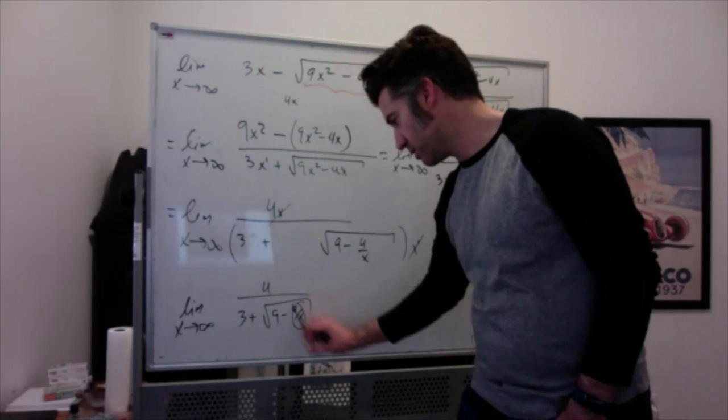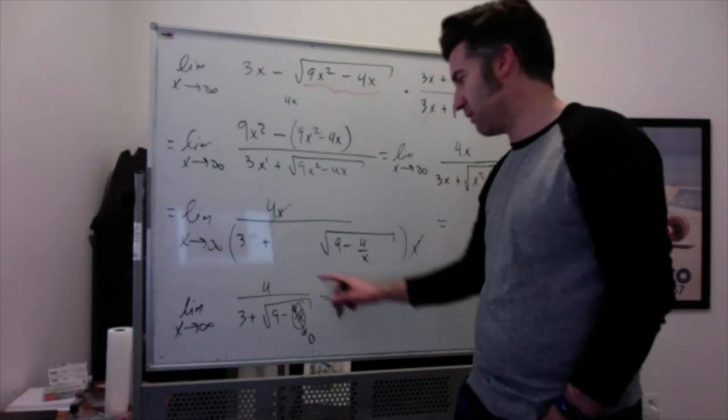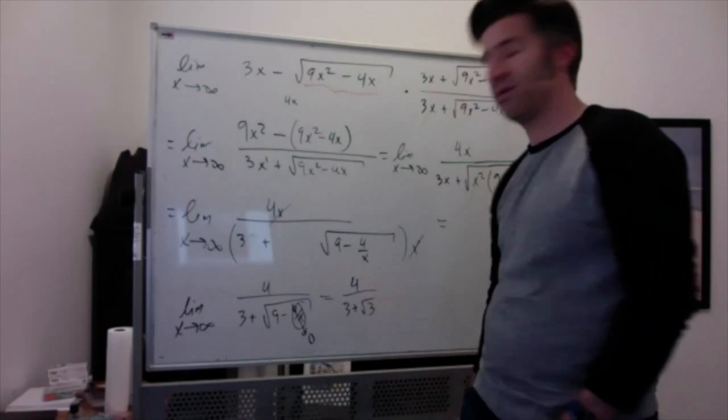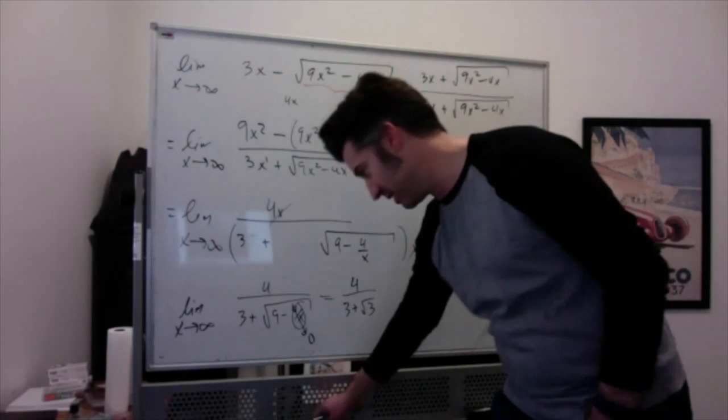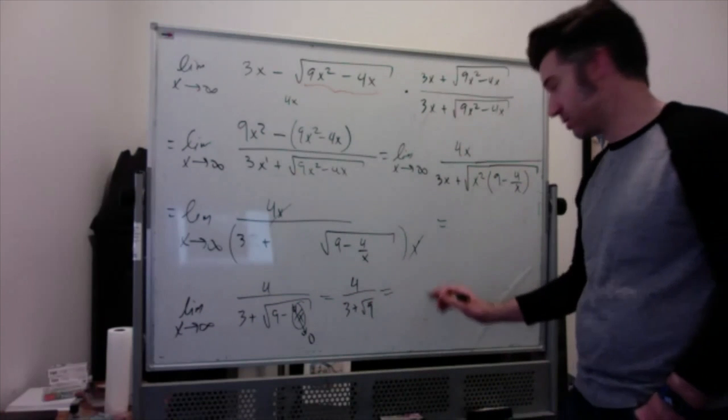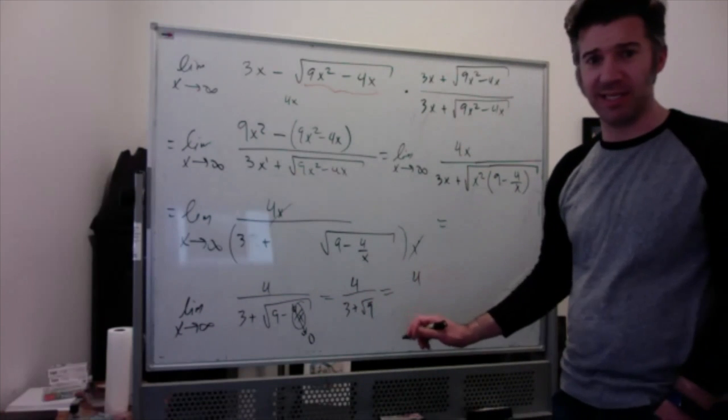4 over x goes to 0. And then you get 4 over 3 plus the square root of 9, which is 3. So you get 4 over 6. So I was off. I thought it was 1/6. It's 4/6.